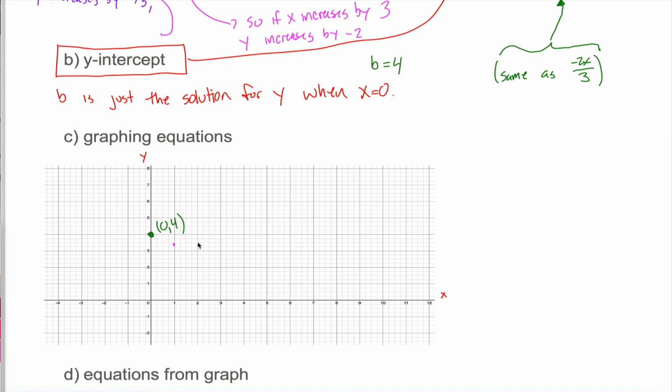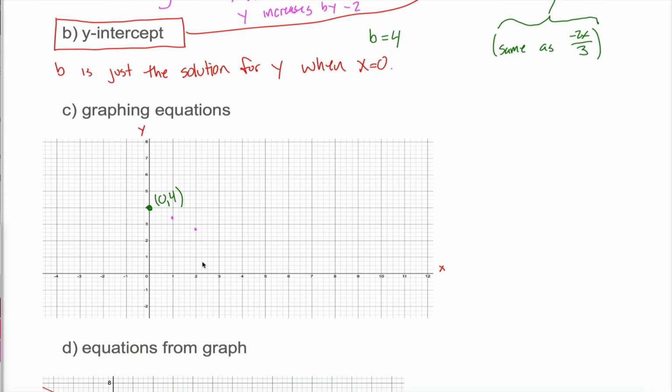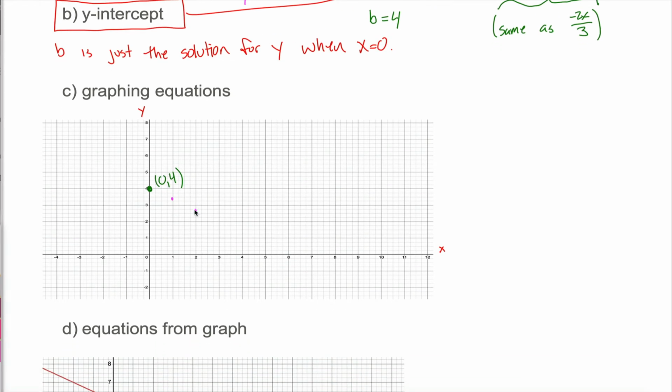If I take one more step to the right, I'm going to increase by negative 2/3 again. In other words, decrease by 2/3. That leaves me somewhere over here. Still hard to figure out where I am. So maybe I do it one more time. If I take one more step to the right, I'm going to increase by negative 2/3 one more time, and that takes me down here to this point that has integer coordinates, that has an x-coordinate of 3 and a y-coordinate of 2.